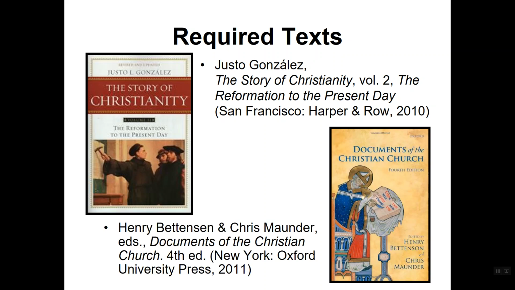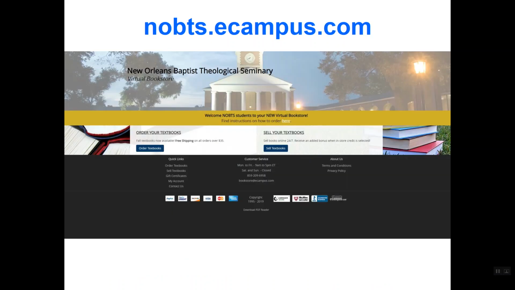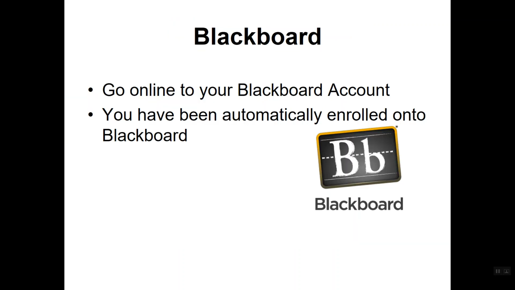The other textbook is a reader. It's a collection of primary sources to help you see what our church history fathers and mothers wrote primarily. So this is the Documents of the Christian Church, edited by Bettinson and Maunder. If you find earlier editions, they are acceptable, but for the most part, you will only be able to find these current editions. And you can go to nobts.ecampus.com to order your textbooks.